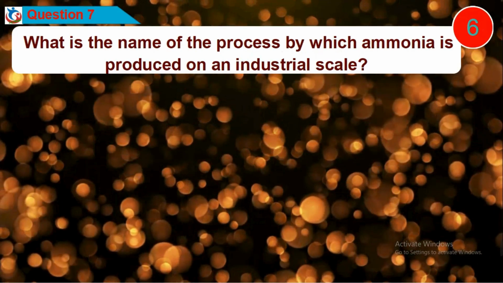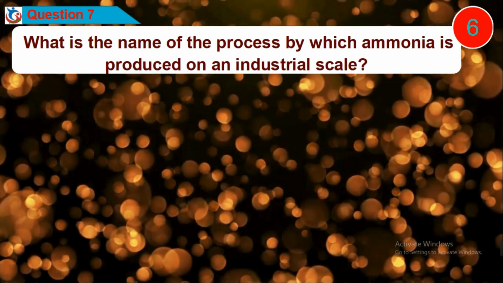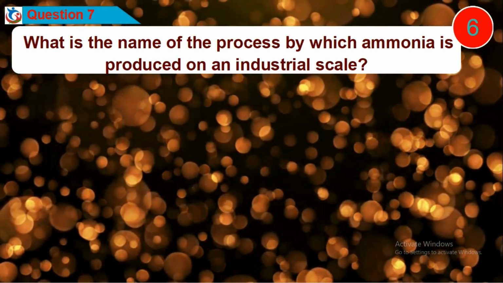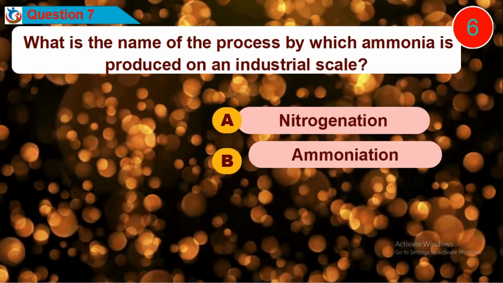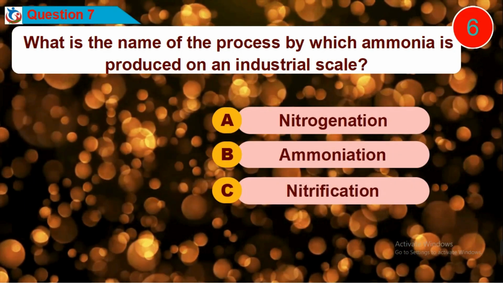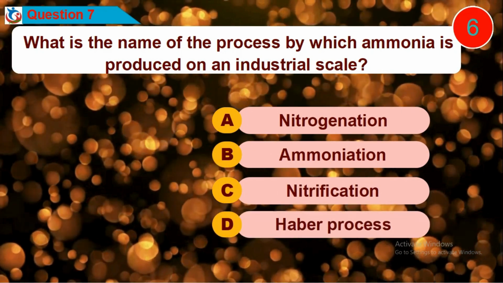Question 7. What is the name of the process by which ammonia is produced on an industrial scale? Is it option A, B, C, or D?